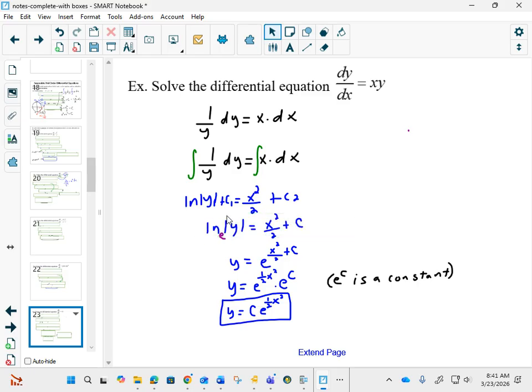Now, if I have natural log of y by itself, I can change it to exponential form. Remember, the base of the natural log is e. And so I can do e to the x squared over 2 plus c. And then I can use some of my exponent laws, right? If you're adding exponents, that would have been the same as multiplying them beforehand. Right? If you have the same base with the exponents, your exponent law says you can add the exponents.